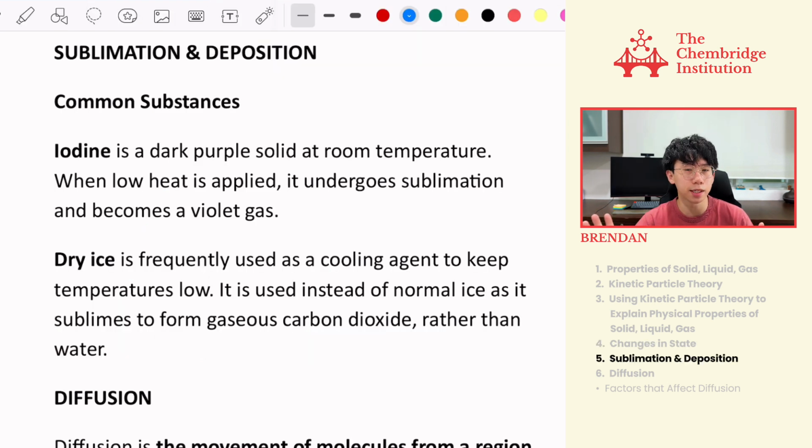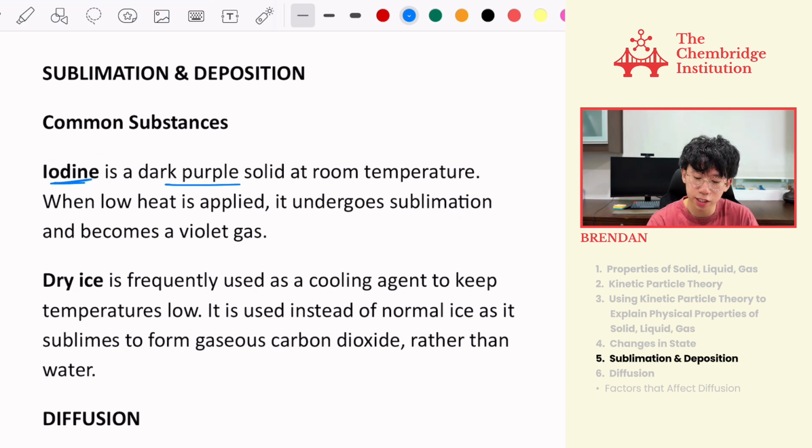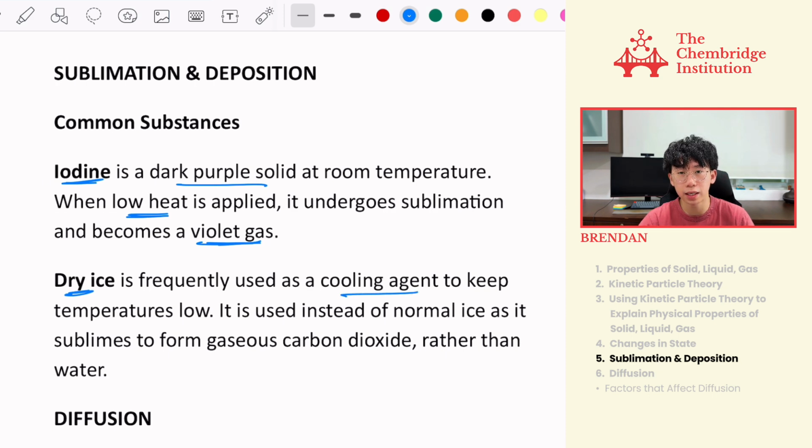So what are some common substances that we can see doing sublimation? For example, we have iodine. Iodine is a dark purple solid at room temperature, and because it has a relatively low boiling point, when you apply low heat, this iodine solid can become a violet gas. We also have another example called dry ice. You've probably seen this in public before. Dry ice is frequently used as a cooling agent, useful in keeping temperatures low. Instead of normal ice, it sublimes to form gaseous carbon dioxide. You can see it usually used at events.